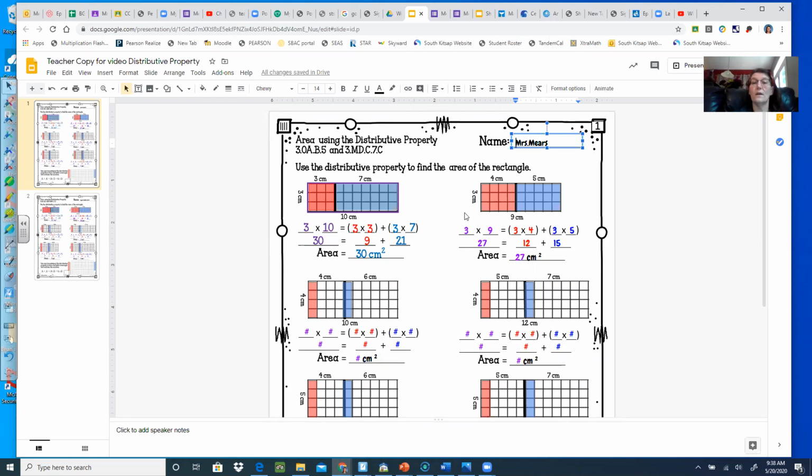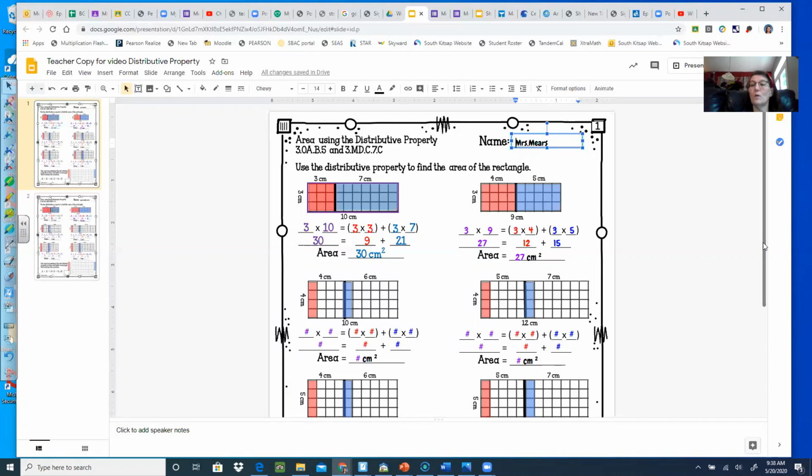Okay, so our next problem, it was 3 times 9 originally, and it was broken into 3 times 4 and 3 times 5, which you could see here. So the 3 times 4 is 12, the 3 times 5 is 15. Together, they total 27, which matches on this other side.